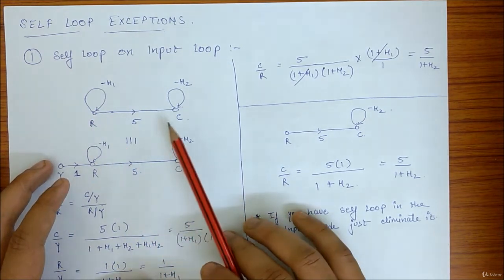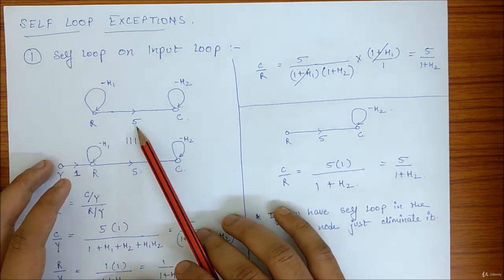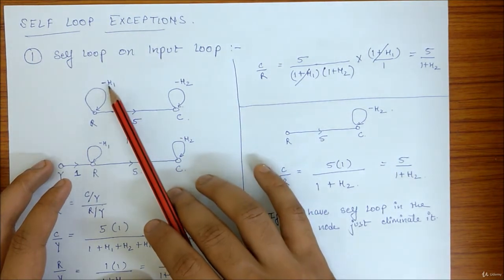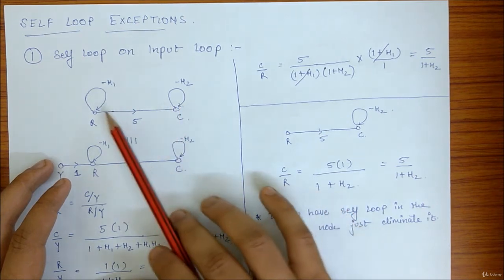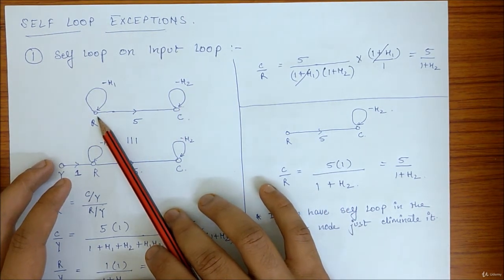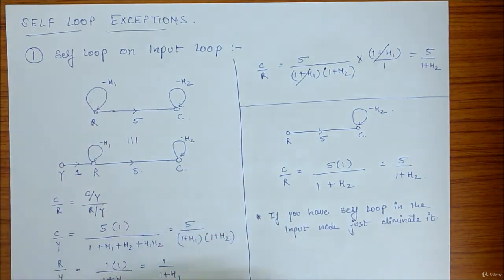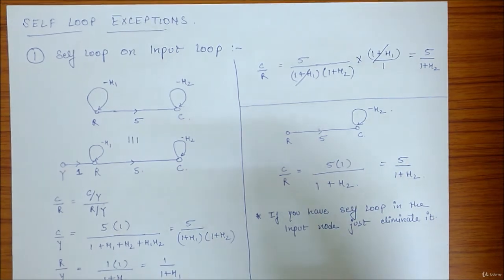This is my input, this is my output, this is the path gain of 5, this is loop gain of minus h1, loop gain of minus h2. You can see here there is a self loop in the input node. Whenever you have this kind of situation, a self loop on the input node, Mason's gain formula will not be applicable, and whatever answer you calculate will be wrong.